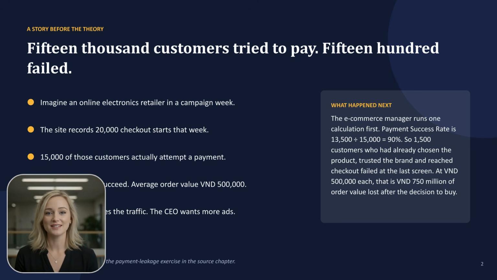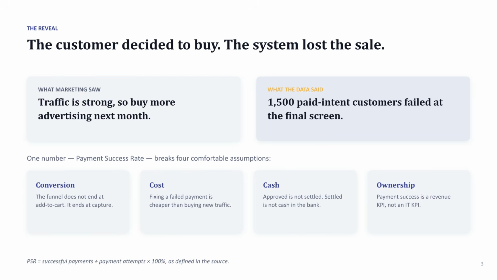Consider this. If 15,000 customers try to pay and 1,500 fail, that is a significant loss in revenue. It is vital to understand why these failures occur before simply buying more advertising traffic. The payment success rate, or PSR, is a key metric. It reveals that the customer intended to buy, but the system failed to capture the sale. This challenges our assumptions about conversion, cost, cash flow, and ownership.